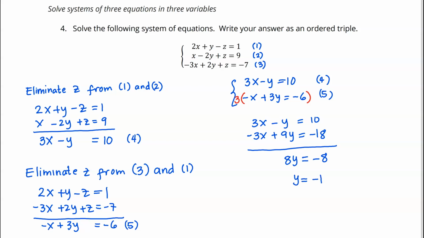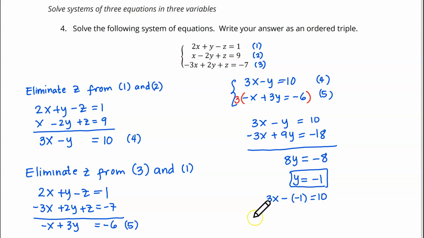So we have y equals negative 1 from here. So y is negative 1. Then solve for x from one of the equations here, from equation 5 or equation 4. So let's just go ahead and plug it into equation 4. 3x minus, and then you replace y by negative 1, by the value that we have here for y. So y negative 1 equal to 10. And then solve the equation.